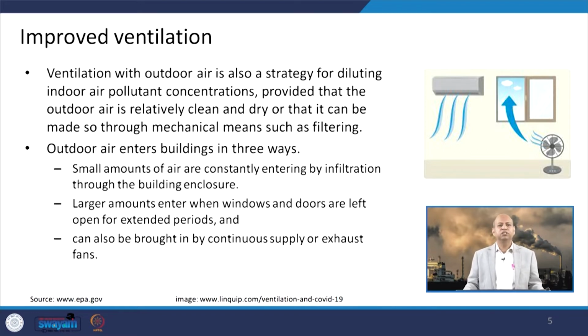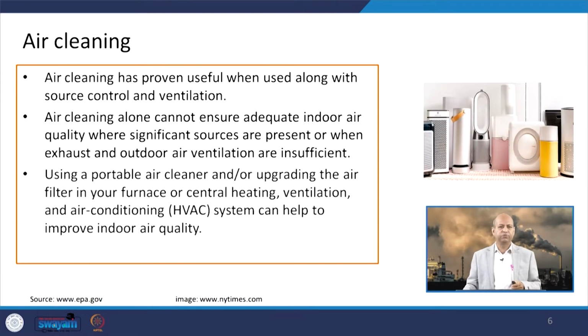Well, outdoor air enters buildings in three ways basically. A small amount of air constantly enters through infiltration, building enclosures, etc. Then a large amount can enter through windows or doors whenever we open them. And then it can also be brought by a continuous supply or exhaust fans, meaning a mechanism can be developed where certain fans are there only for bringing air into the indoor environment. But as I repeat again, the outdoor air must be clean and dry, only then is it better for improving the air quality of the indoor environment.